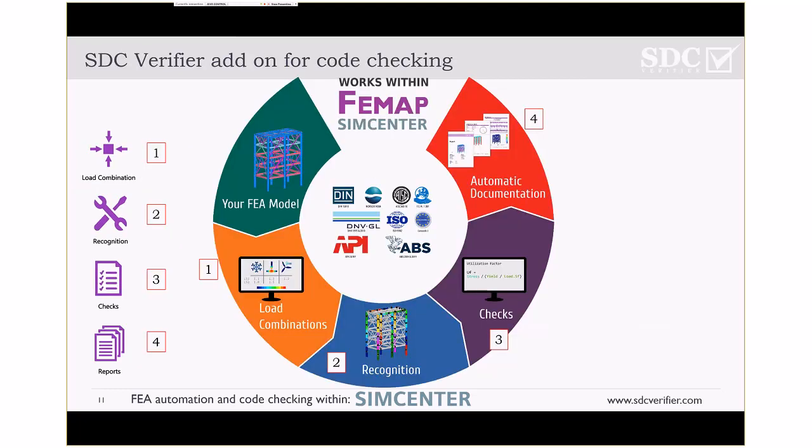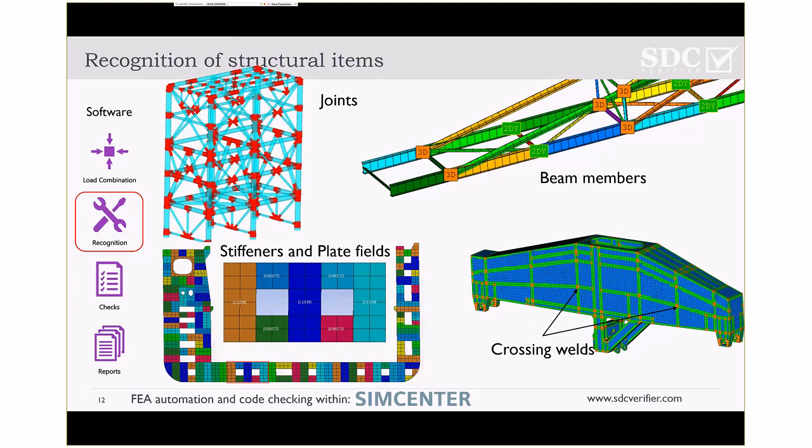So this is about the first load combination tools. We now go to the second part, which is recognition of structural items. In order to make these checks according to rules, these rules are on beam members or joints, for example. If you have lattice structures and plated structures, they are on stiffeners, plate fields, on plates, on panels or, for example, on welds, and you can check welds according to fatigue or strength, for example.